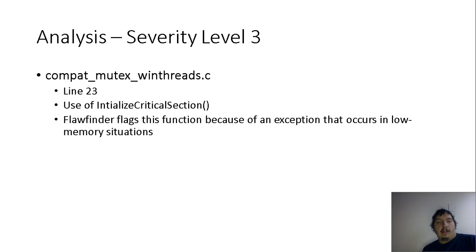And this function gets flagged by flawfinder. This particular variant of the function gets flagged because it can throw an exception whenever the system is running low on memory. It instead recommends the use of initialize critical section and spin. I don't remember the exact difference between those two. That's in my operating system class I'm taking right now.